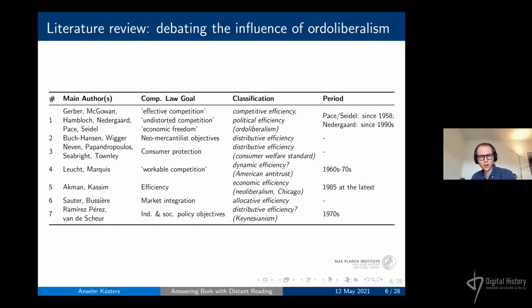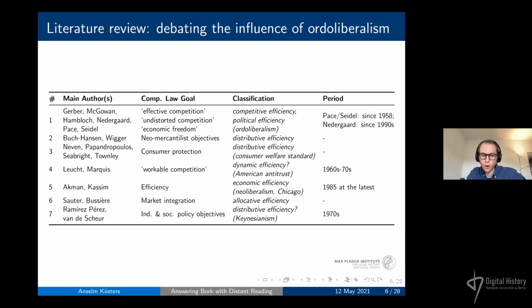Others have said competition law in Europe has been a way to protect consumers. So this is another kind of competition law goal. And sometimes this has been associated with the concept of workable competition. Then Akman and Kasim have recently said, all this talk of ordoliberalism, it's not important. And from the very beginning, this has been a neoliberal system because it only cared about efficiency, economic efficiency. So again, this is another goal. And in their argument, this has been present from the very beginning. But as I will show you in a minute, it became important only later.